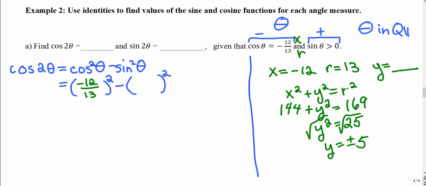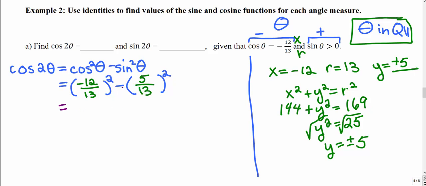Is y plus or minus? Well, we go back to the information that we are given. We are told that sine is positive, and we determined that we were in quadrant 2, so the y value must be positive. So y is positive 5. Remember that all of this information here is about theta, not about 2 theta. Sine of theta is y over r, so that's 5, the y value that we just found, divided by the r value of theta, which is 13.